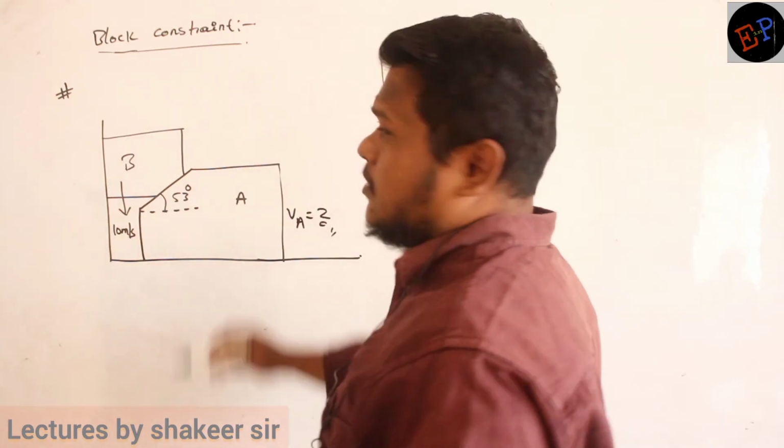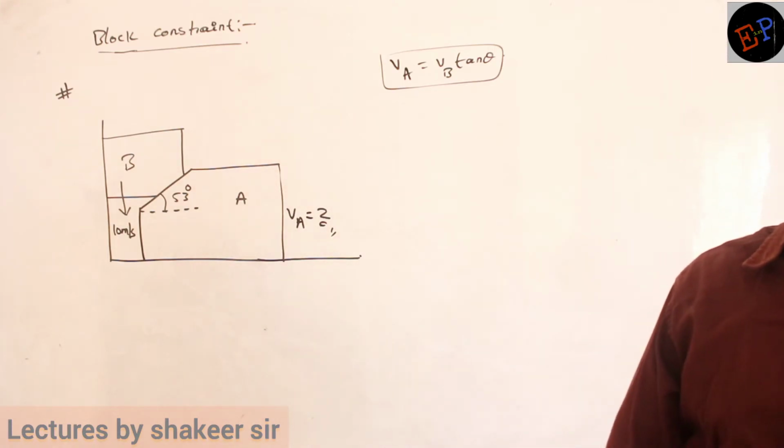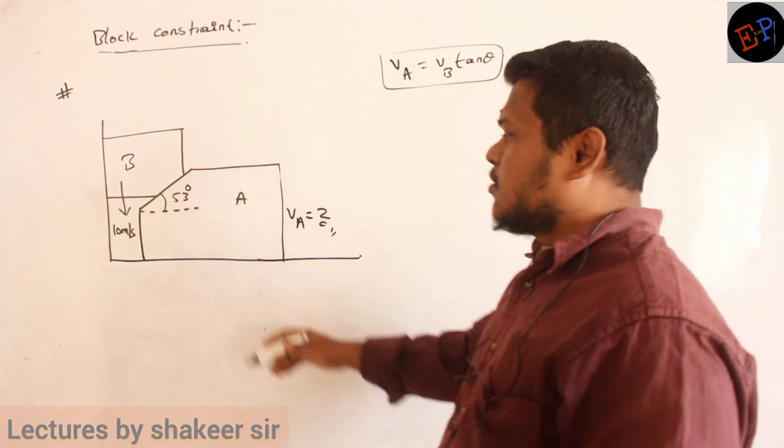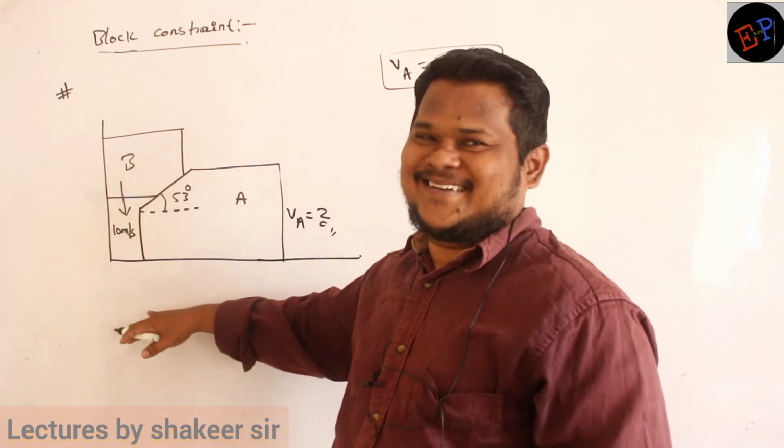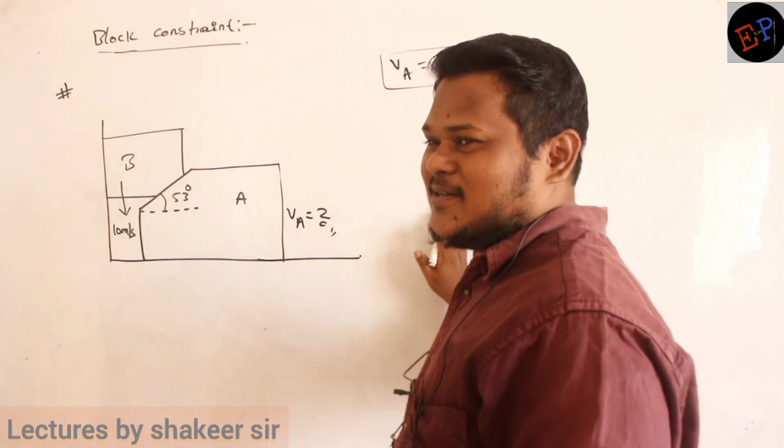Clear? Now here, which one is VA and which one is VB? The block which is coming downwards is VA. The block which is moving horizontal is VB.